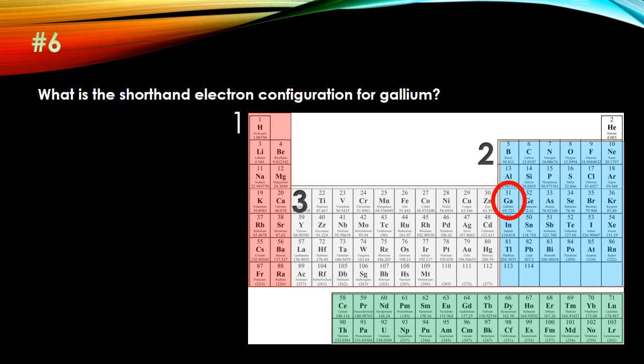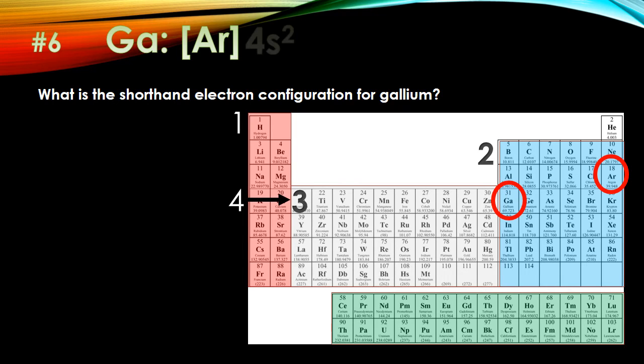Now we're going to start by identifying where gallium is. Gallium has 31 electrons. What is the noble gas that has fewer electrons than gallium? That's right, it's argon. So we can start our configuration with argon. Argon contains all of gallium's core electrons. After that, we're going to read left to right. After argon comes the fourth energy level for the s block. So we're going to write 4s2.